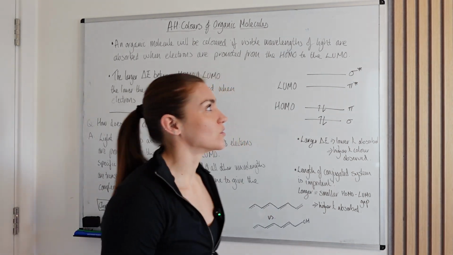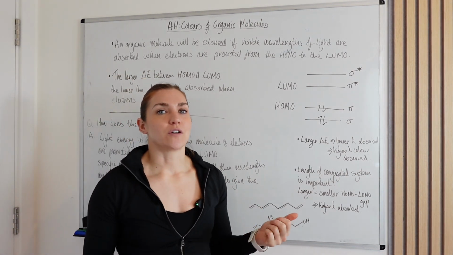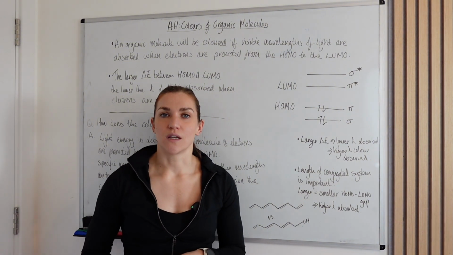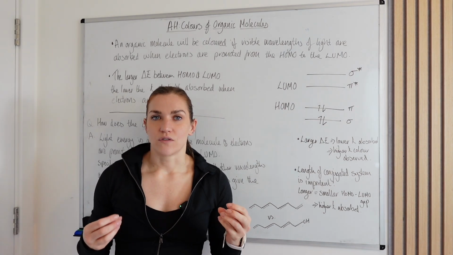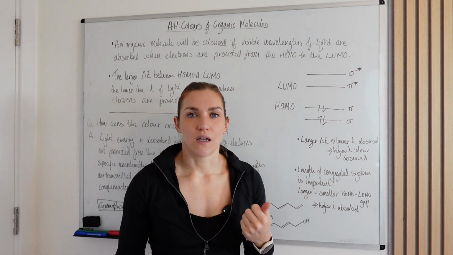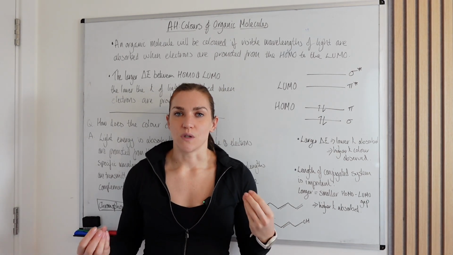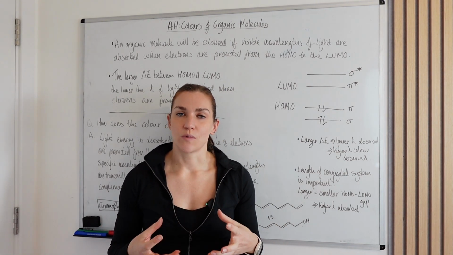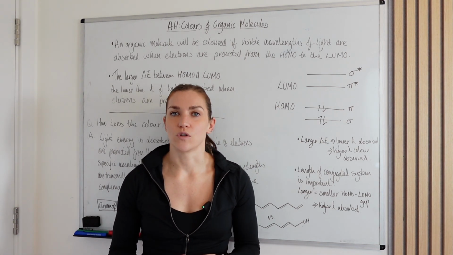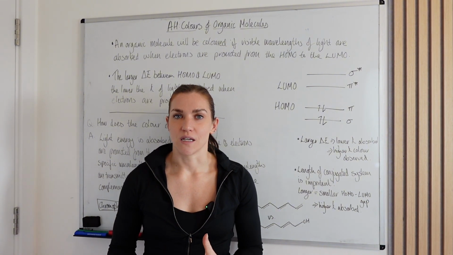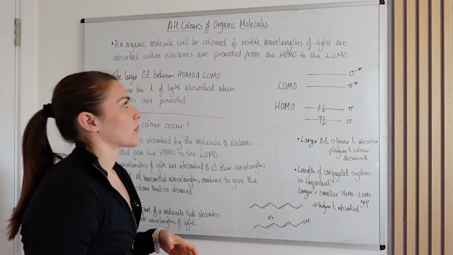So the reason that some organic molecules are coloured is because they are absorbing wavelengths of light within the visible region of the electromagnetic spectrum. If substances aren't absorbing energy in the visible region, then they don't have a colour. The only reason that we see them as being coloured is because there are visible wavelengths of light being absorbed or removed by the molecule, and it then presents as the complementary colour to us. We'll get into that in a minute.